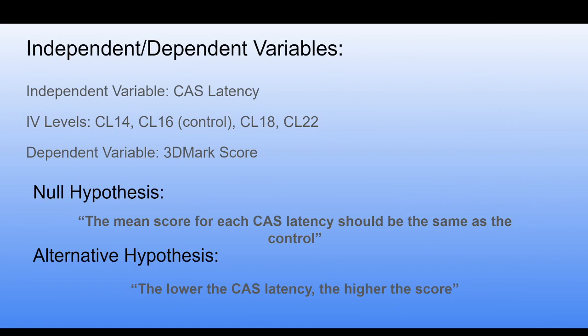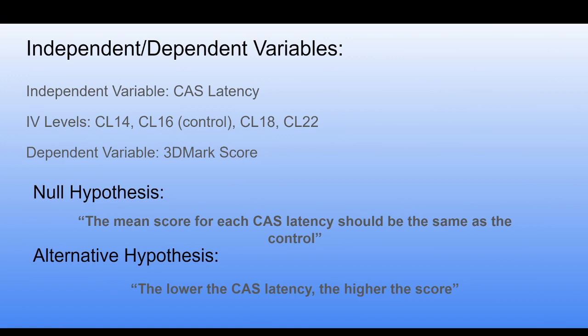The independent variable for this experiment is cache latency. The dependent variable is the 3D Mark score, and the IV levels are CL14, CL16, which is the control, CL20, and CL22. The alternative hypothesis for this project is the lower the cache latency, the higher the score.